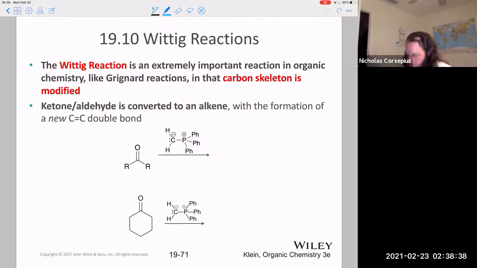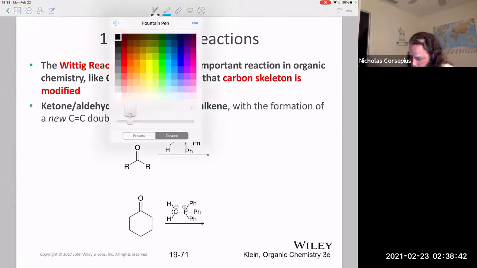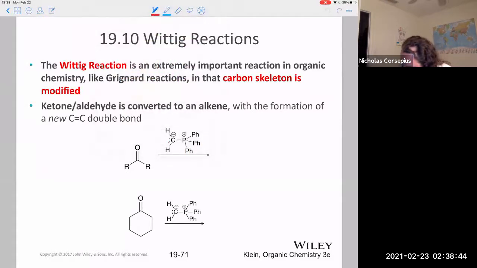Notice that we have a carbon and a phosphorus bound together. The carbon's got a negative charge. The phosphorus has a positive charge. Really, this pair of electrons can come down here. The bottom line is that that carbon is a really good nucleophile. It's got that partial negative charge. And your phosphorus has 3 phenyl groups or benzene rings sticking off of it. So this is this big ugly thing. This is called an ylide. We'll see that in a second.